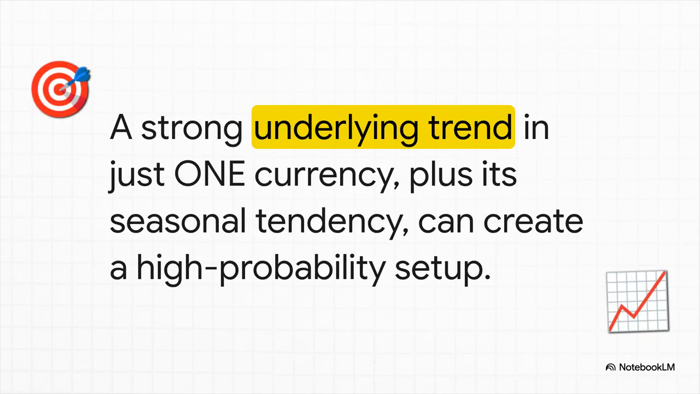So let me explain how that works in practice. Imagine the Canadian dollar is already in a strong long-term uptrend. The US dollar, meanwhile, might just be chopping sideways, not really doing much. But when you get to that March/April window where the Canadian dollar has that seasonal tendency to rally, that combination can be more than enough to create a high-probability short setup in USD CAD. You're blending an existing trend with a seasonal tendency to find that perfect timing.